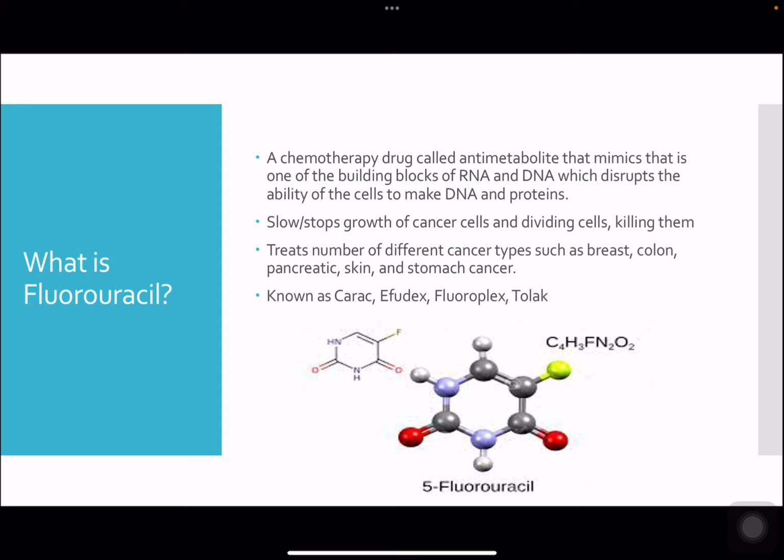A few other names that this chemotherapy drug is known as are Carac, Efudex, Fluoroplex, and Tolak. As you can see, this is the structure of fluorouracil, which is C4H3FN2O2.